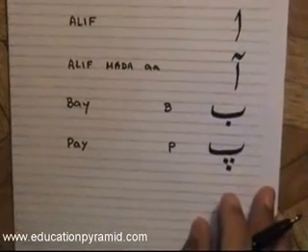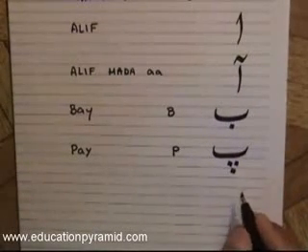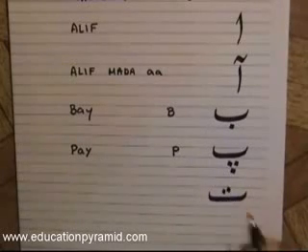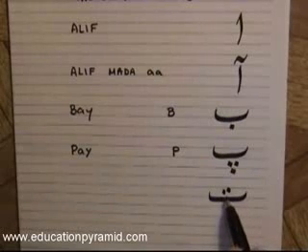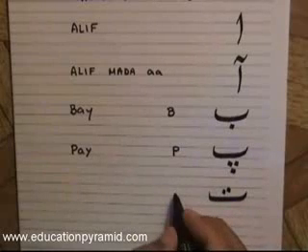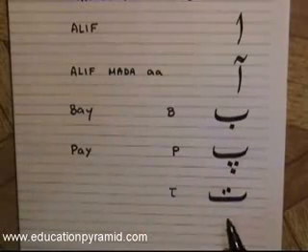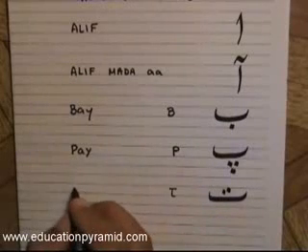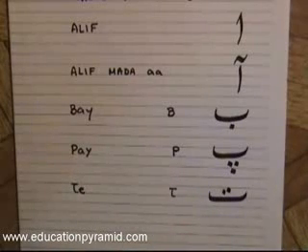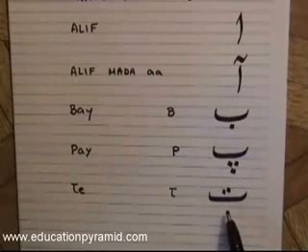Then we move to the next sound, which is te. On te we have 2 dots. Te, like in English we have T sound. So alif, alif madda a, be, pe and te.